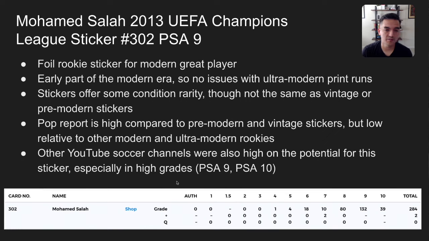So, like I said, foil rookie sticker for a modern great player. He's an earlier part of the modern era. So this was printed in 2013, really before there were any huge ultra modern print runs. Stickers obviously offer some condition rarity, just given they're very delicate, they're easy to bend, easy to scuff. Obviously not the same as vintage or pre-modern stickers, just because you can still find these often in unopened boxes, so it's not as hard to find them in decent shape.